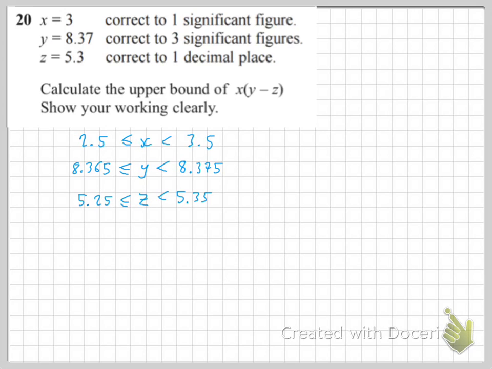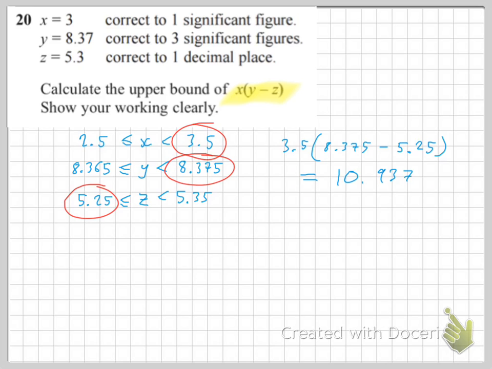And we've said that one already was 2.5 to 3.5. Now, looking at the expression, to maximise this, to find the upper bound of it, I think we need the biggest x, the biggest y, and the smallest possible z. In other words, the biggest x, the biggest y, and the smallest possible z. So just take those 3 values, substitute them in, and get your answer.